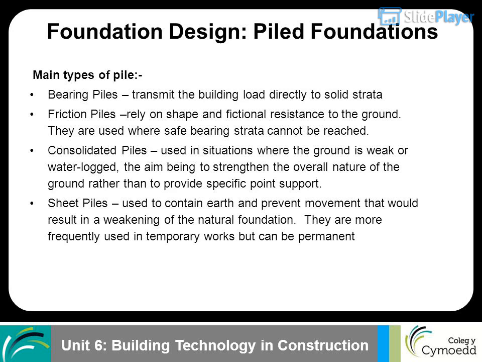Main types of pile. Bearing piles transmit the building load directly to solid strata. Friction piles rely on shape and frictional resistance to the ground. They are used where safe bearing strata cannot be reached. Consolidated piles are used in situations where the ground is weak or waterlogged, the aim being to strengthen the overall nature of the ground rather than to provide specific point support. Sheet piles are used to contain earth and prevent movement that would result in a weakening of the natural foundation. They are more frequently used in temporary works but can be permanent.